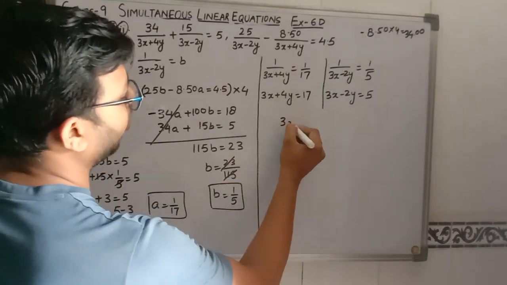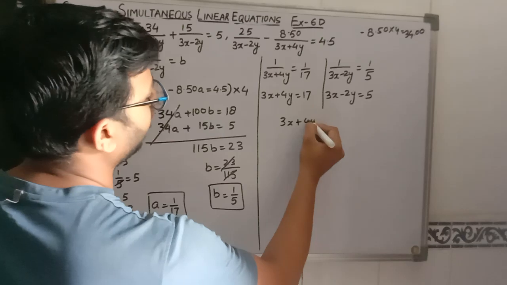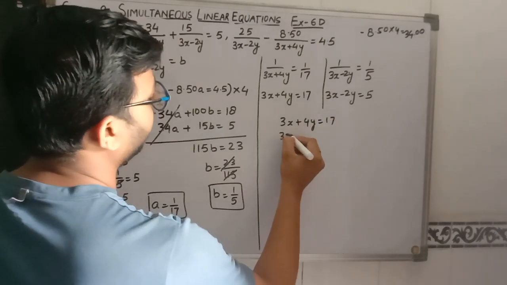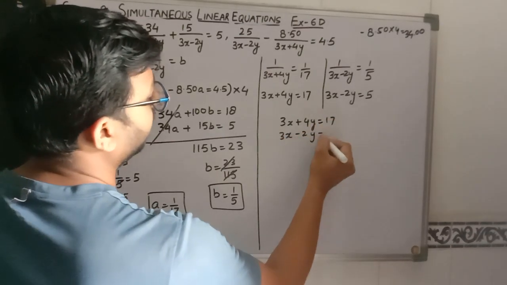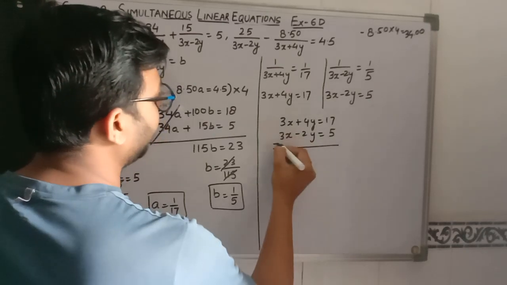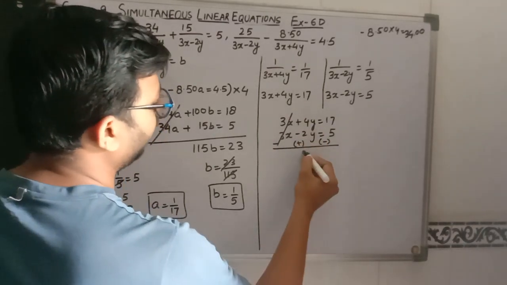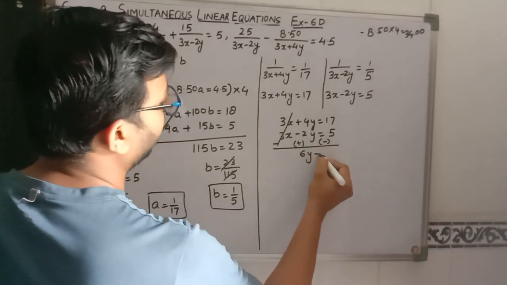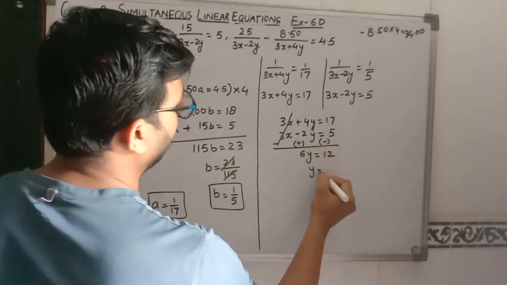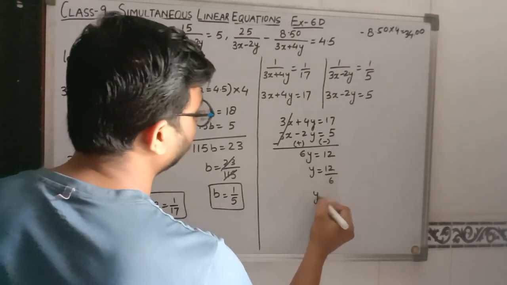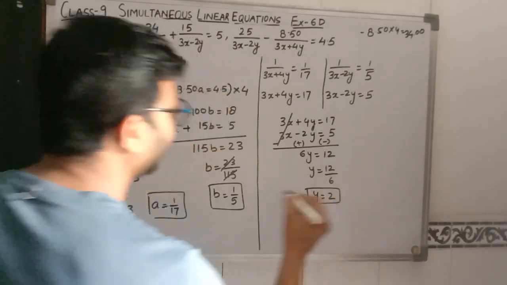So again we have to solve them. Because the coefficient of x is the same, that is why we are solving for x. Because the sign is the same, we have to subtract. Now it will cancel. 4 plus 2 is 6y, 17 minus 5 is 12. So the value of y is coming 12 by 6. Finally the value of y has come 2.